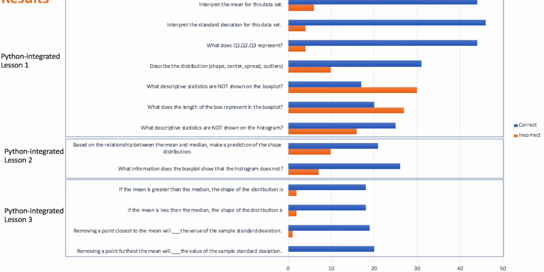We observed that in Python Integrated Lesson 1, some students struggled with interpreting what is shown or not shown on box plots. But by Python Integrated Lesson 2, most students could interpret the difference between the information shown on a box plot versus a histogram.